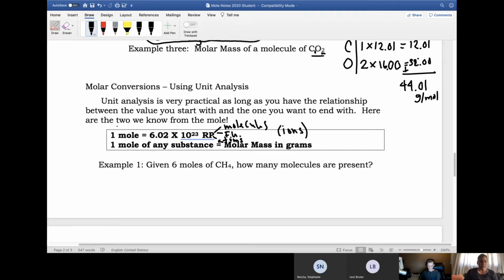I want you to realize that what number is always with the word mole? 1. So there should never, ever be any confusion as to what number we put with the mole, because you're always going to put the number 1 with the mole. Always, always, always. So for example, if I have a problem like this that says, given 6 moles of CH4, how many molecules are present?